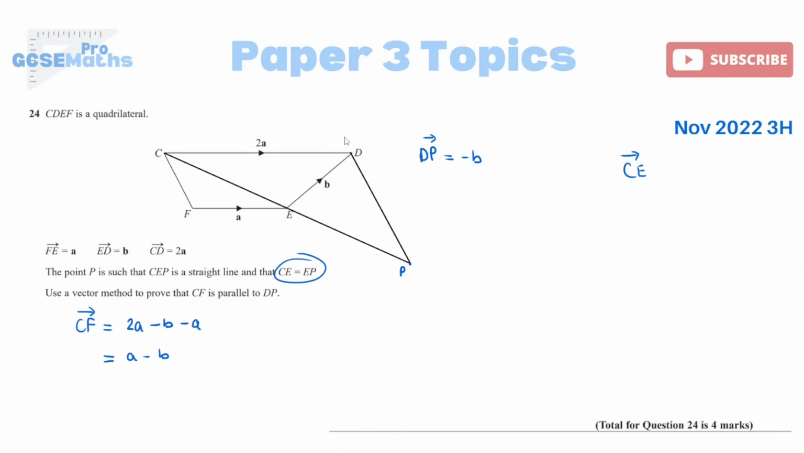C to E, you can go this way or you can go this way, it doesn't really matter. I might just do 2A minus B. That's C to E, isn't it? Because CE and EP are on a straight line, they've said that, and they are also an equal length, it means they are exactly the same vector. They are the same vector, aren't they? They're just an extension of each other and they're the same length. So that means EP is also 2A minus B.